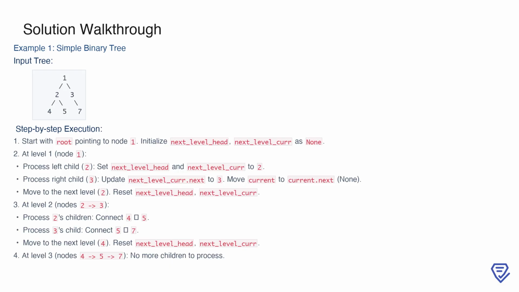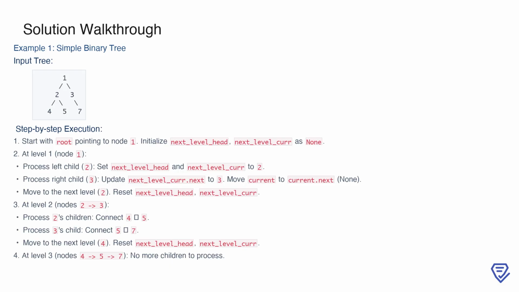At the first level, we process the root node 1. For its left child, 2, we set next_level_head and next_level_cur to 2. Then, for its right child, 3, we update next_level_cur.next to point to 3. Since there are no more nodes at this level, we move to the next level, which starts with 2, and reset next_level_head and next_level_cur. Now, at level 2, we process the nodes 2 and 3.